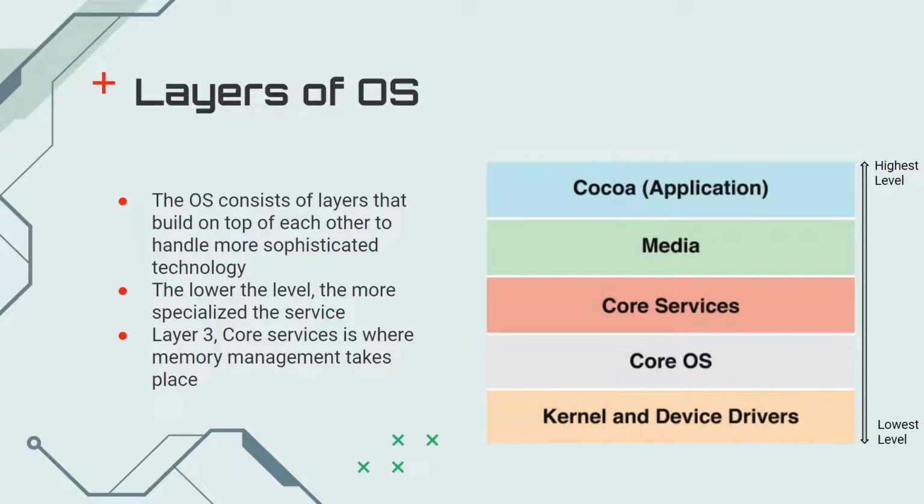Mac OS consists of 5 main layers. Each of these layers builds on top of each other in order to handle more sophisticated tasks. The lower levels handle more specialized tasks rather than the more broad applications that can be handled by Cocoa. Layer 3, or the core services layer, is our focus here, as it's where memory management takes place.